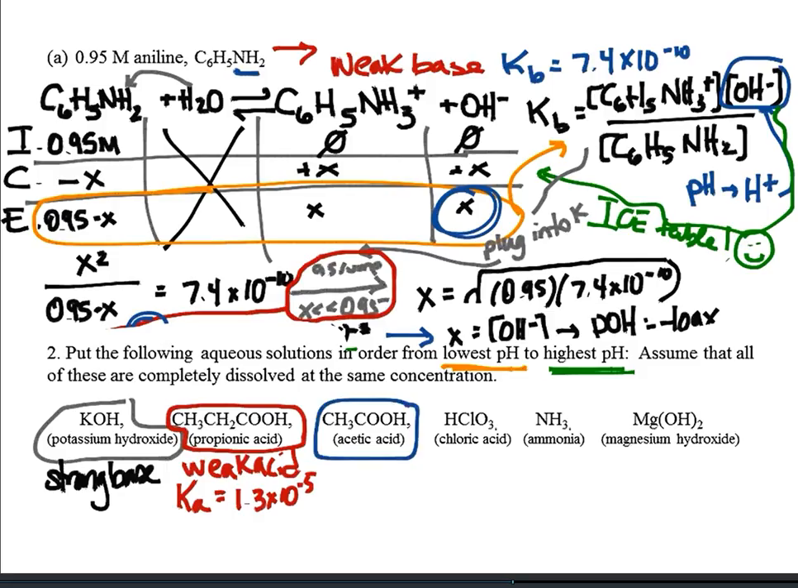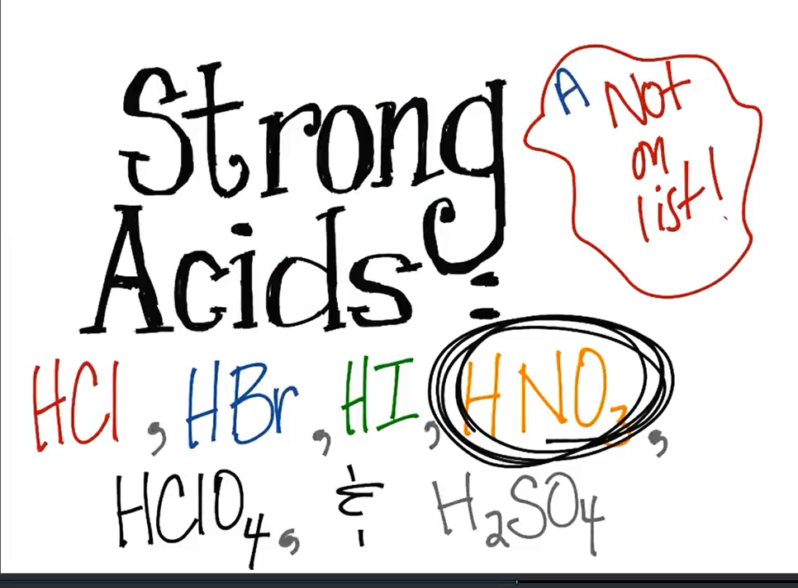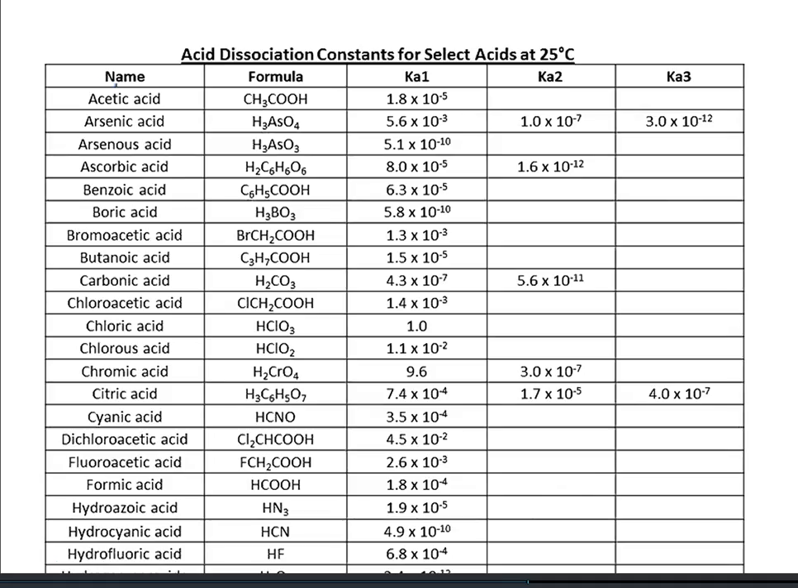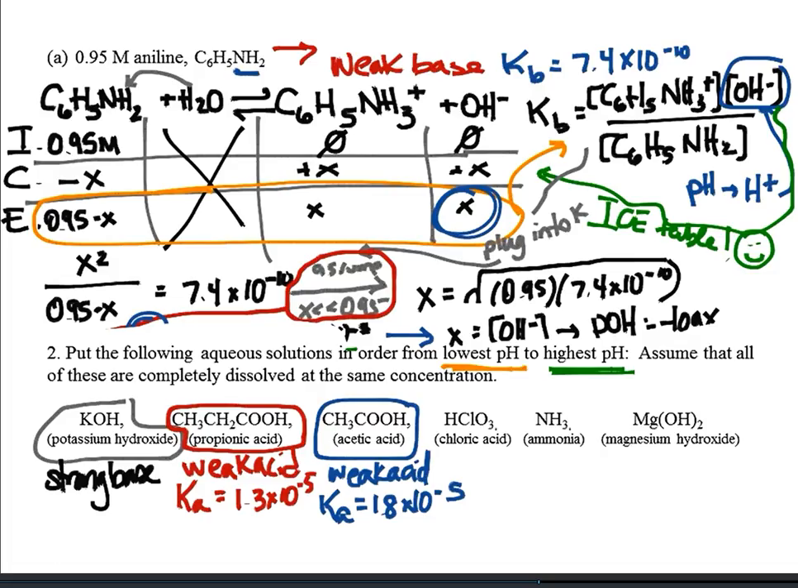Now, acetic acid is also a weak acid. It's also not on the list of strong acids, and it's also on the Ka table. Acetic acid is at the very top, 1.8 times 10 to the minus 5. I'm going to write that down too, right here, 1.8 times 10 to the minus 5.